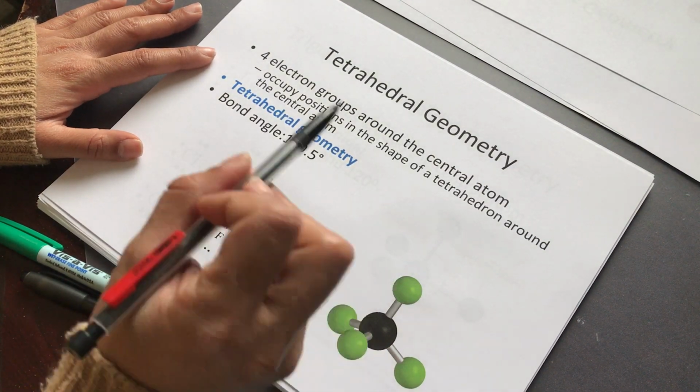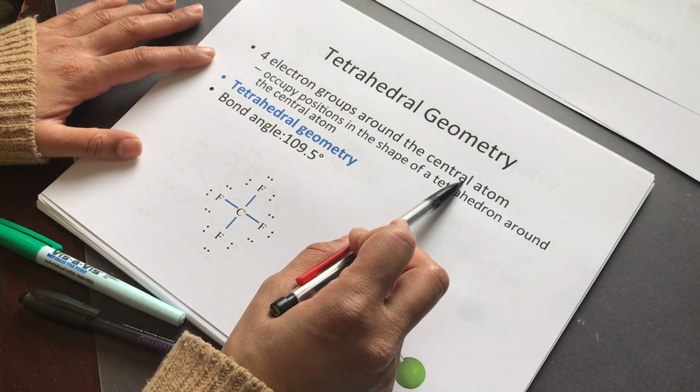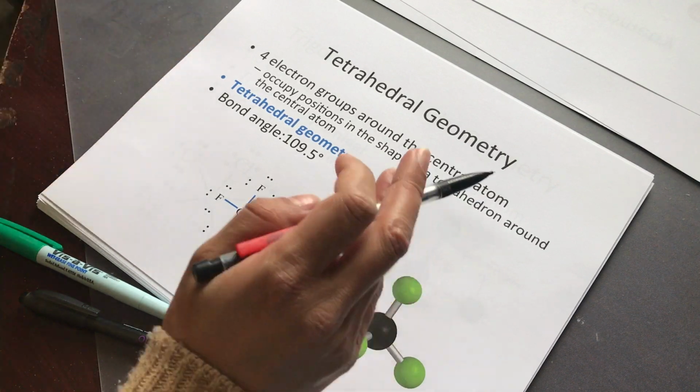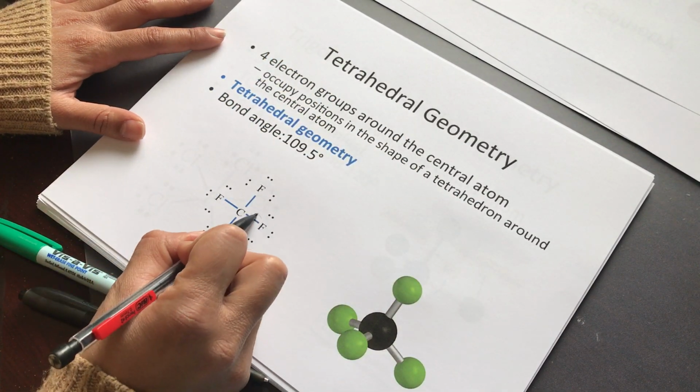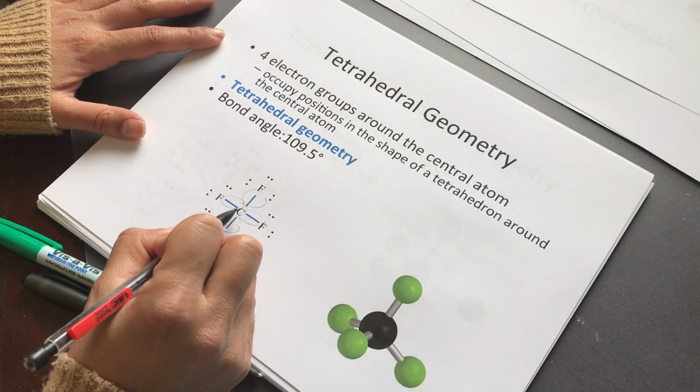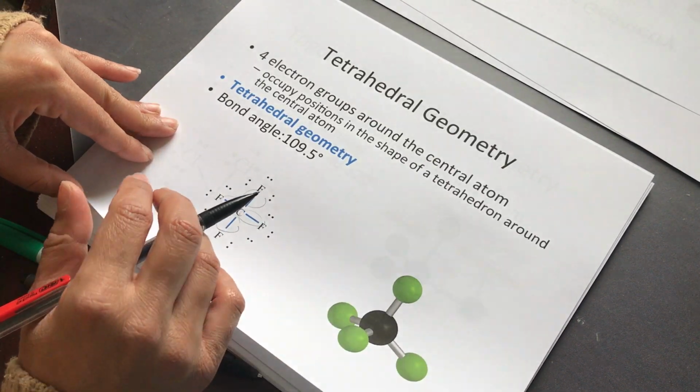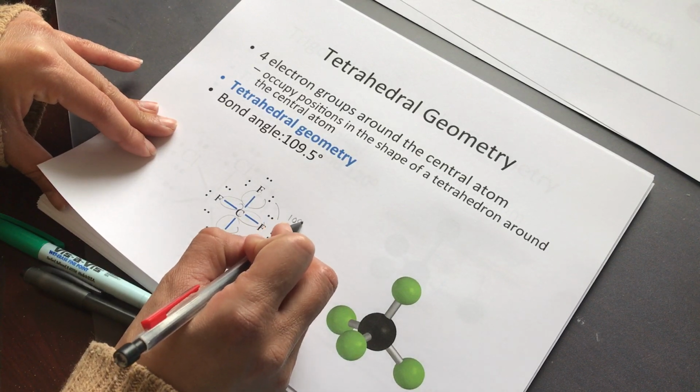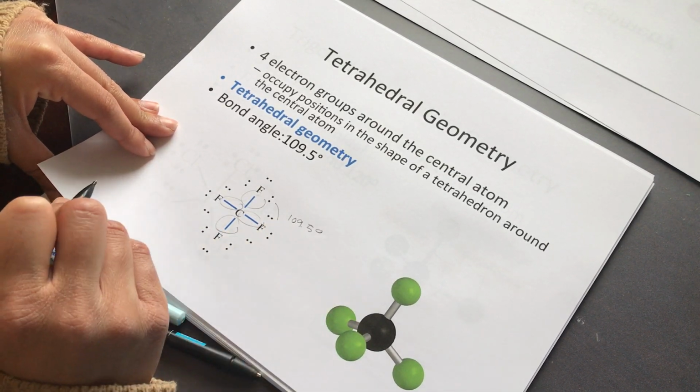Tetrahedral geometry. 4 electron groups around the central atom. They look in the shape of a tetrahedron. So when you have 1, 2, 3, 4 groups around the central atom, you will have a tetrahedral geometry with a bond angle of 109.5 degrees.